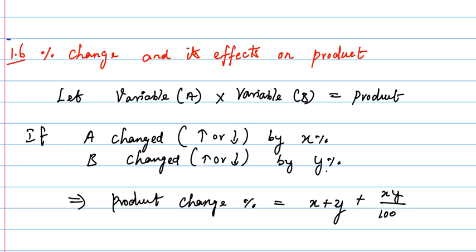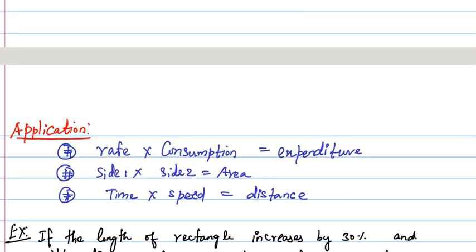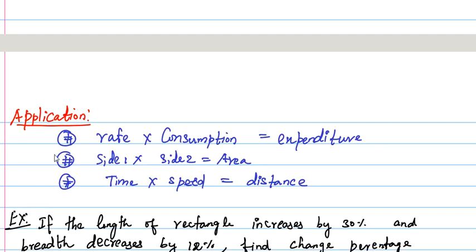This is the meaning. Now I am going to apply this formula and use some applications where we are going to apply it. Already we know rate into consumption is equal to expenditure. Side 1 into side 2 equals area, like in a rectangle, length into breadth equals area. Third one is time into speed equals distance. These are the formulas we already know. So how do we apply them in these formulas?